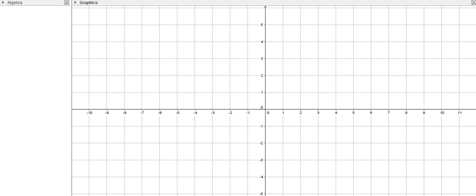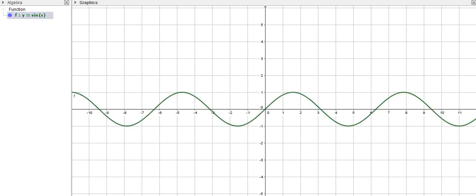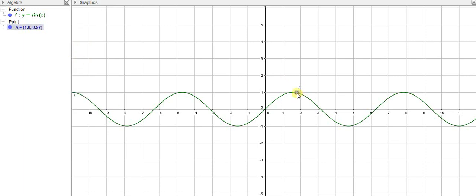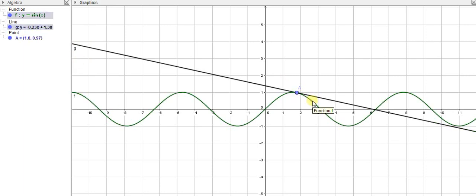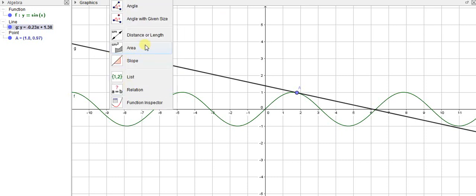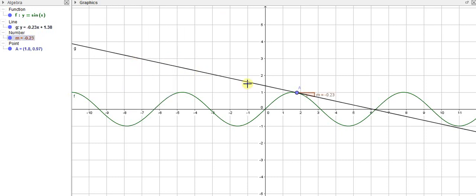So let's say we have y is equal to sine x function. You can see the graph of sine x on your screen. Now I'll choose a point A on this particular graph, let's say here, and then I will draw a tangent to this curve at this point, which looks like this. And let's find out the slope of this tangent. The slope of this tangent, as you can see here, is minus 0.23.